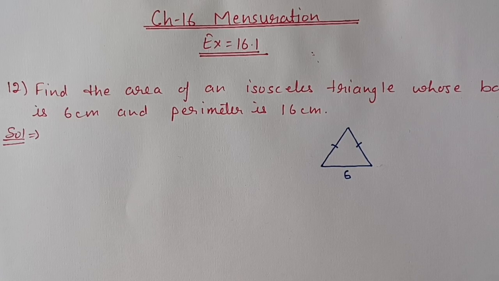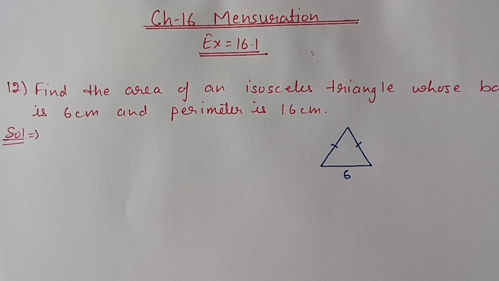Hello students, we are doing chapter number 16, mensuration, exercise 16.1. In today's video we will start from question number 12. Find the area of an isosceles triangle whose base is 6 cm and perimeter is 16 cm.